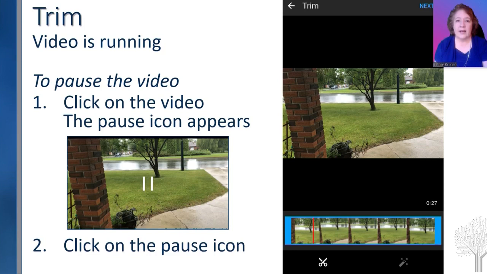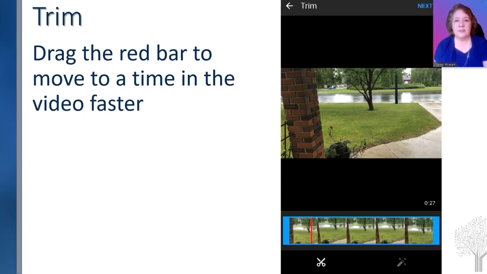Along the bottom, you'll see the whole video. There are blue bars on the left and right and a red vertical bar along the video. That's indicating what it's playing at this point, where it is in the video. If I want to get to a specific part in the video faster, then I can drag that red bar to that area.